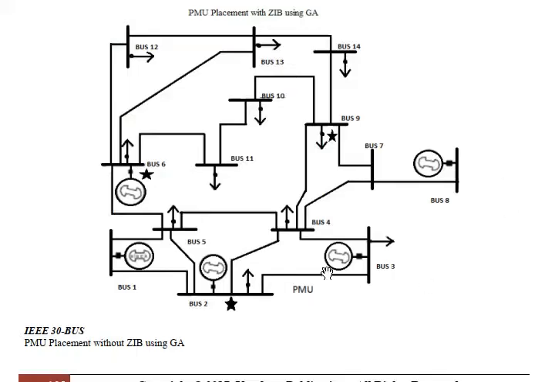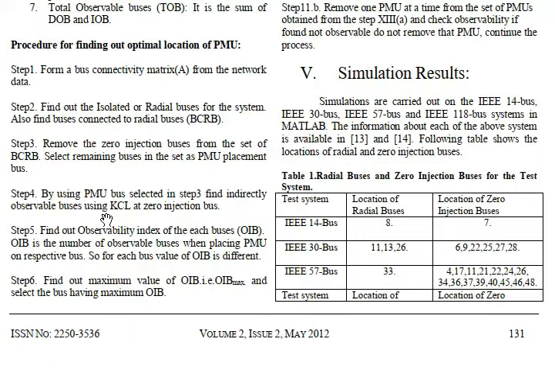For example, in this case the star indicates that a PMU is placed here. So bus number 9 and the buses that are connected to bus number 9 are observable. The buses connected to bus number 9 are 7, 4, 10 and 14. So these incident buses connected to bus number 9 are also observable. This is the first rule of observability.